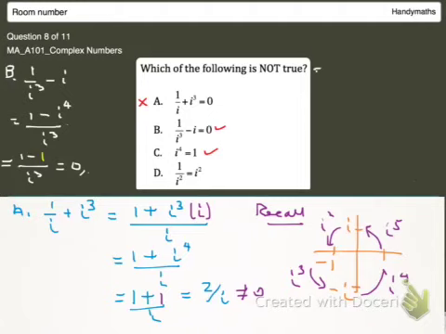So now let's check D. Now i squared is negative 1. So 1 over negative 1 is negative 1. And negative 1 is precisely i squared. So D is also true. So A is the correct answer.